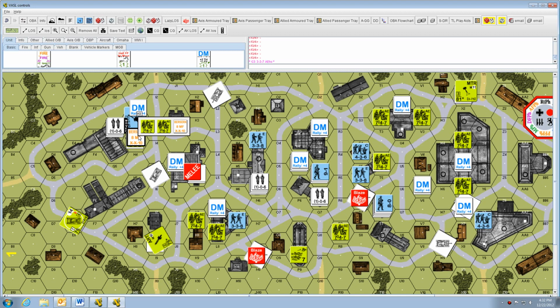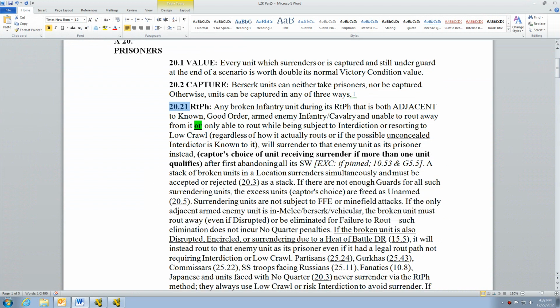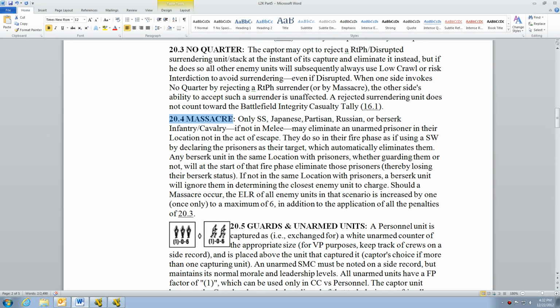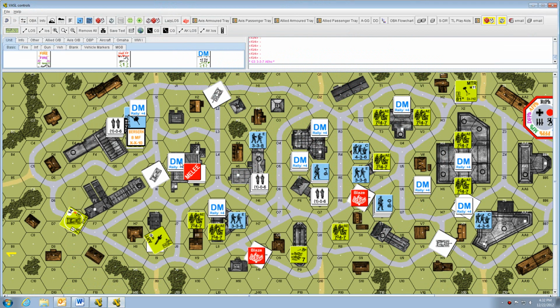At the start of the fire phase, the berserk unit will kill these units, and that will then invoke Rule 20.4, which is the massacre. So that's going to be bad for the American player because it's going to increase the ELR by 1 for the rest of the scenario, and then it's also going to kick in the no quarter rule. So that was the first German unit.